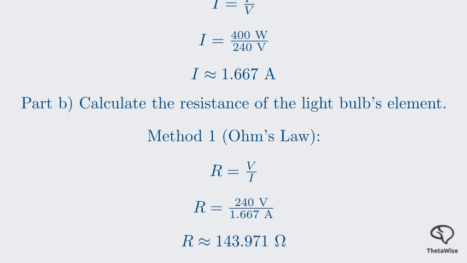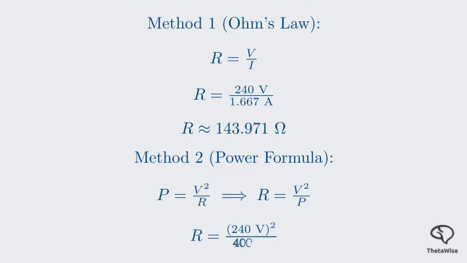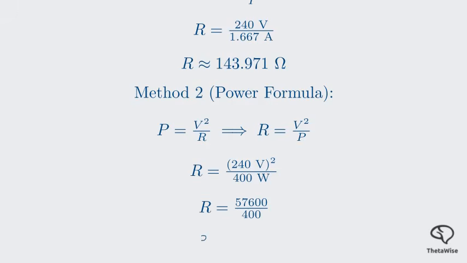143.971 ohms. The second method is often more accurate because it uses the original given values. We can use the power formula P equals V squared over R. Rearranging for R, we get R equals V squared over P. Substituting the original values, 240 squared divided by 400 gives us exactly 144 ohms. This is the more precise answer.